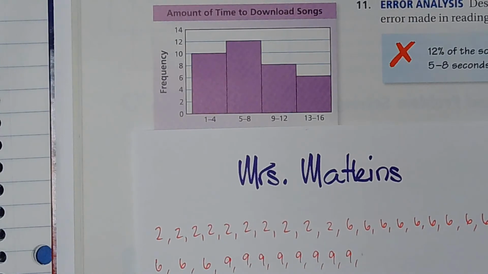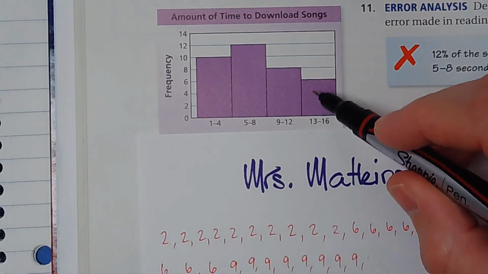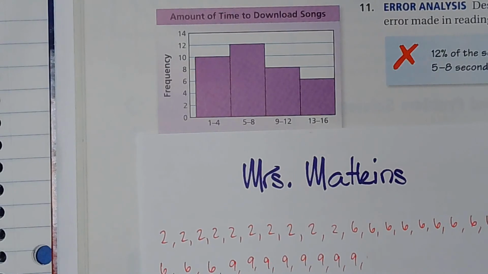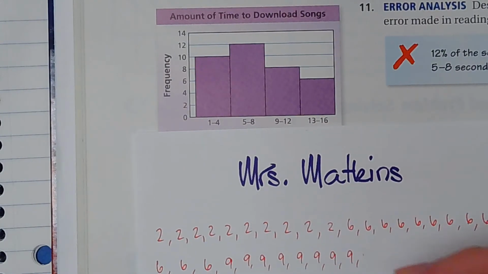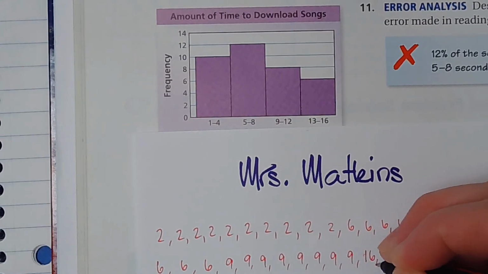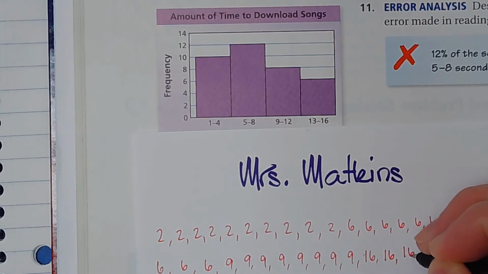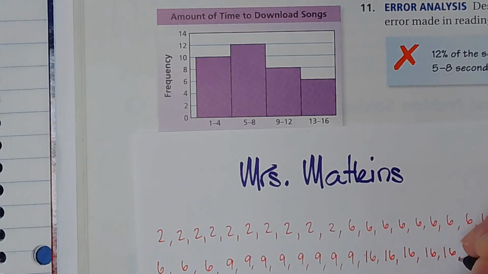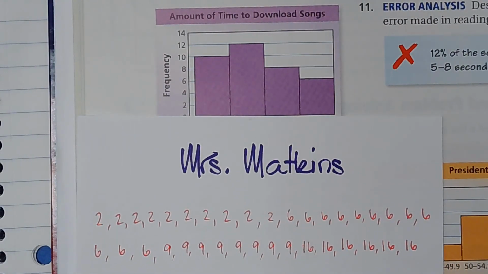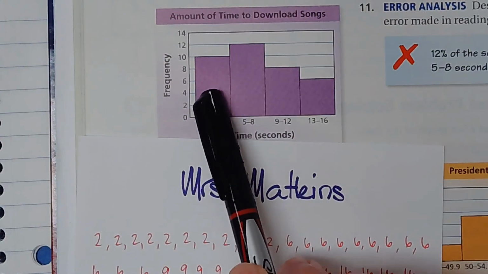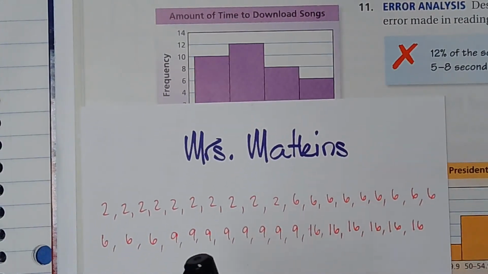And then my last one, there's 6 in this interval, so I need to pick any number in this interval, and there's 6 of them. So I'm just going to put 16. 1, 2, 3, 4, 5, 6. Okay, so I've listed out all my numbers. Once again, I just picked a number within each interval, and now you can just start finding the median.